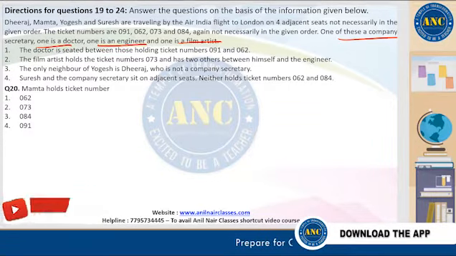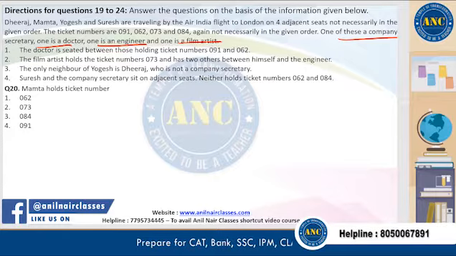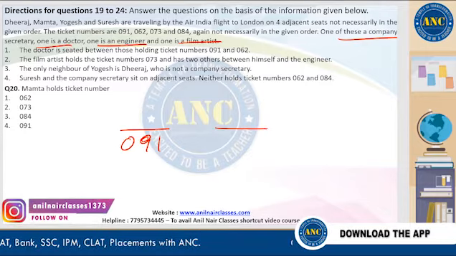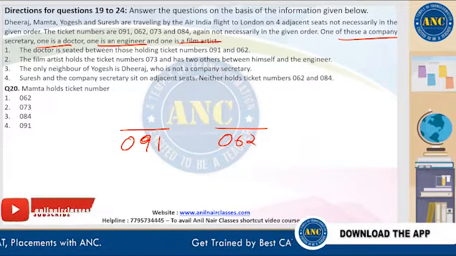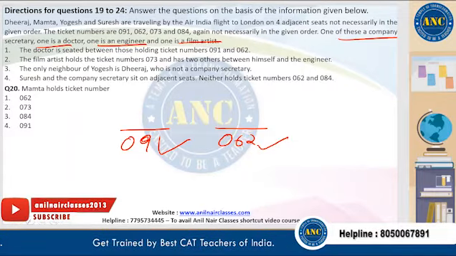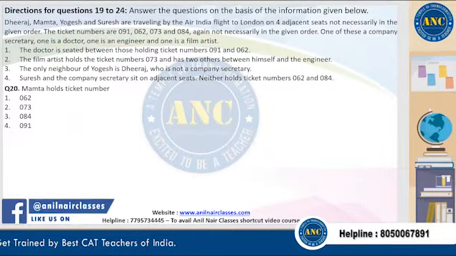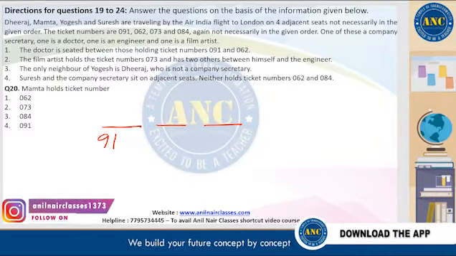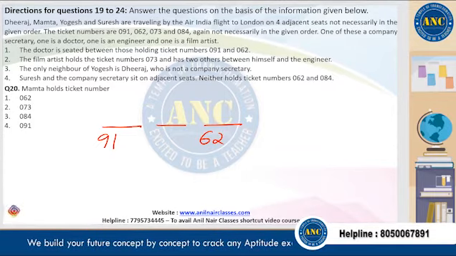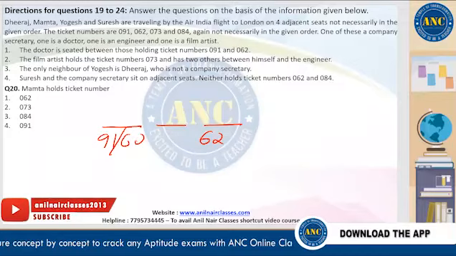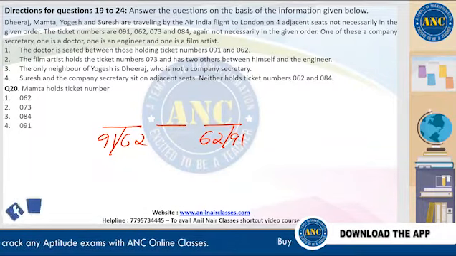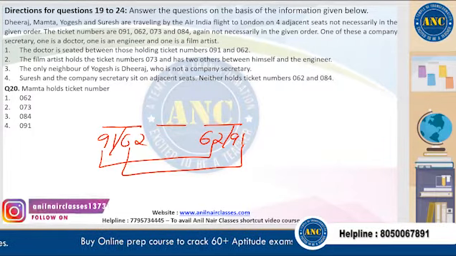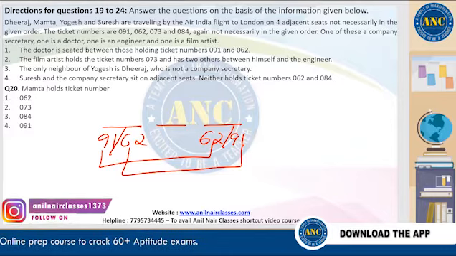So the question: the doctor is seated between those holding ticket number 91 and ticket number 62. We're not sure whether this is 91 or this is 91. So instead, let's write it this way. There is this seat, this seat, this seat. This is ticket number 91. If this is 91, this seat number has to be 62. However, if the first seat is 62, then the last seat would become 91. So this would go as one pair and this would go as one pair. Whichever pair it is, we'll try to work with that logic in a while, right?